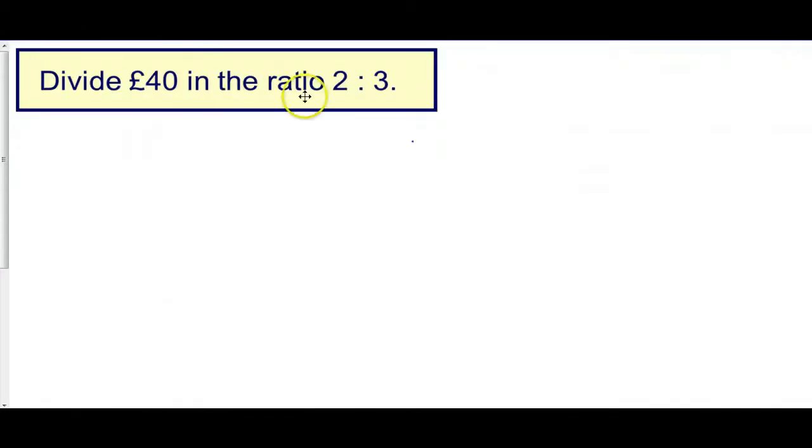Right, okay. So here we go. We've got to share a ratio, a share amount of money in a particular ratio. So let's look at how ratio works, remind ourselves. So we've got to share £40 in a ratio 2 to 3.